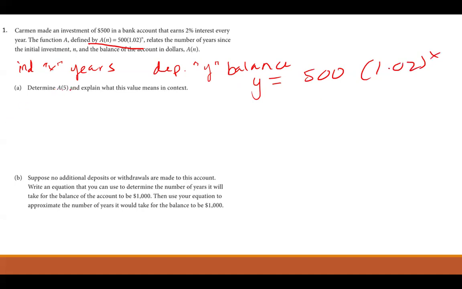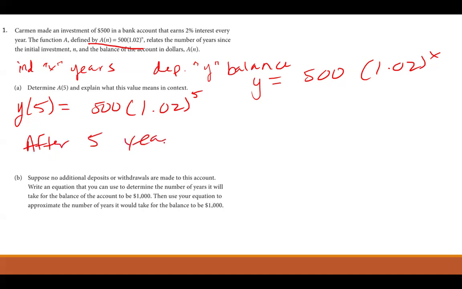So if I'm looking for A of 5, I know this is terrible notation, but we're looking for when does y of 5 happen? Meaning what is the value of 500 times 1.02 to the 5? That's simply all it was asking you, right? And it's saying, what does that mean in terms of the problem? So in terms of the problem, we're asking after 5 years, the balance is ... correct? That's what it's saying in terms of the problem.